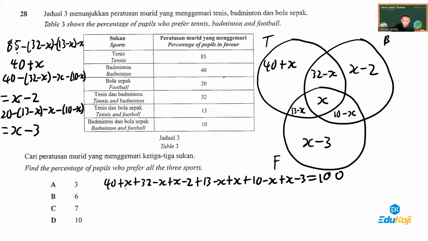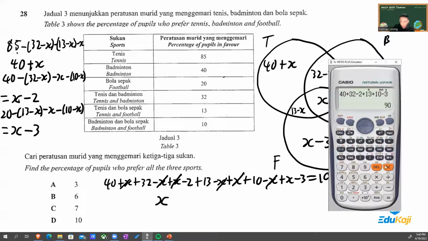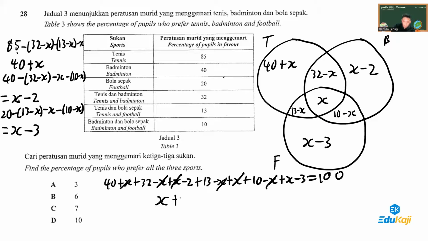Okay. If I consider the x, plus x and minus x becomes 0. This and this becomes 0. This and this becomes 0. So I have an extra x. Then the numbers, I just calculate. 40 plus 32 plus minus 2 plus 13 plus 10 minus 3, that's 90. So x plus 90 equals 100. X will be 100 minus 90. So x value is 10. So answer is D.